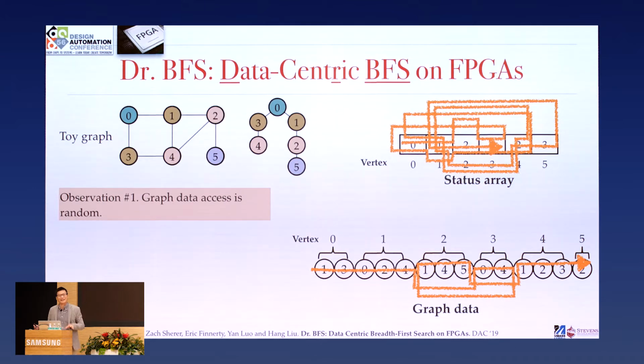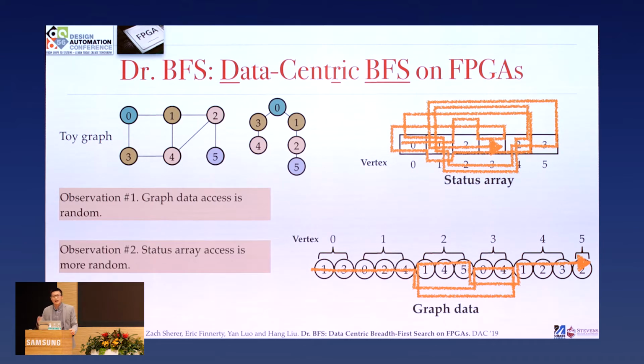Okay, I think you got it, right? So it means you access the neighbors. 0's neighbors are 1 and 3, so use 1 and 3 as index to check the status of 1 and 3. So you have to go to cell 1 of the status array and cell 3 of the status array. You keep going back and forth. So we say graph data is random, and the metadata access or status array access is even more random.